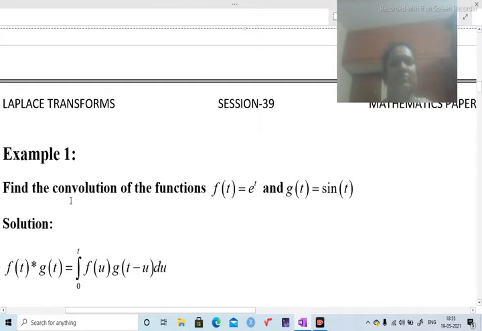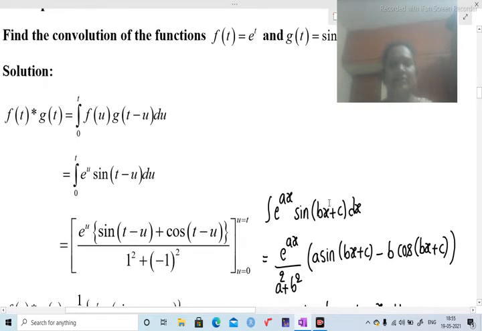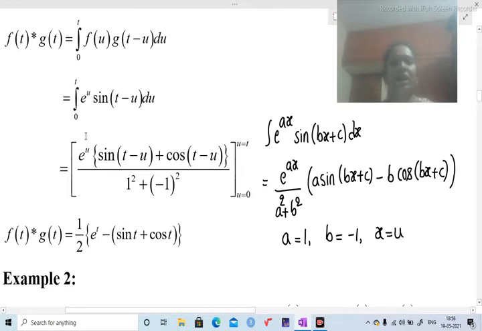First question, find the convolution of the functions f(t) equal to e power t and g(t) equal to sin t. Solution: f(t) star g(t) equal to integration 0 to t f(u) into g(t minus u) du. Here f(u) is e power u, g(t minus u) is sin of (t minus u) into du. Now I am going to evaluate the integration of e power u sin(t minus u) du by using this formula.